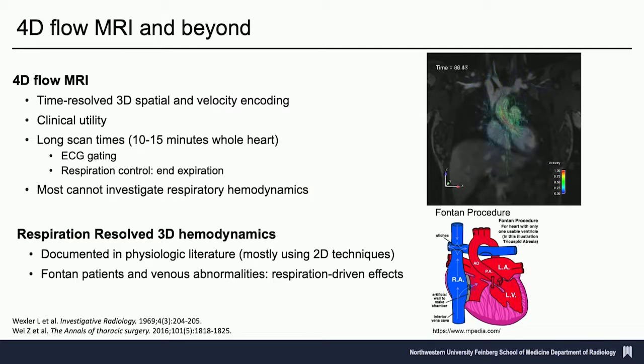However, it's still very limited by long scan times on the order of 15 minutes for whole heart applications. In addition, 4D flow scans require cumbersome ECG gating. They also require some sort of respiration control. So usually you have a respiratory navigator following the motion of the diaphragm, and it only accepts data at end expiration. And similarly, most 4D flow techniques currently cannot investigate respiratory hemodynamics.